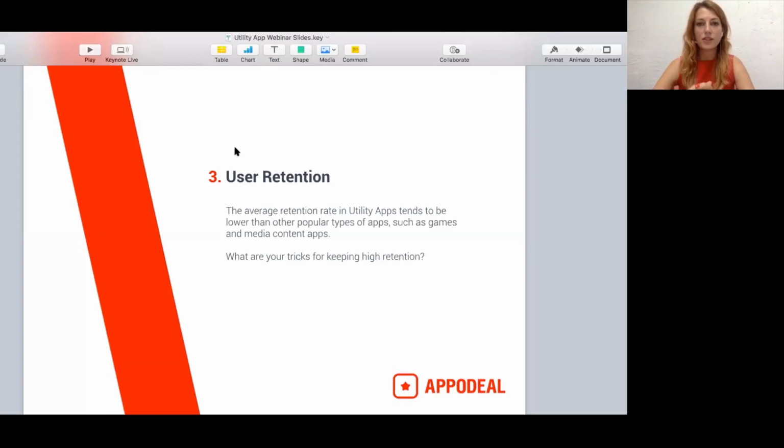But what about monetization? Does that affect your retention in any way, the user retention?